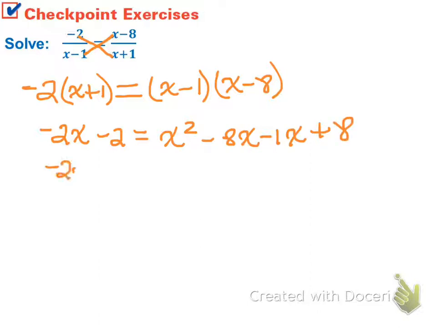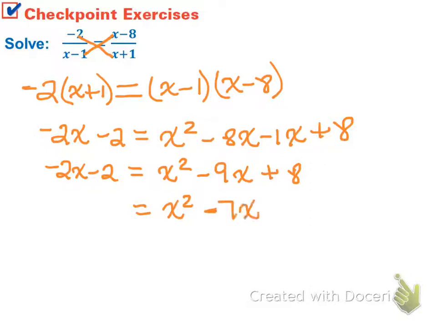Combine your like terms. Negative 2x minus 2 then would be equal to x squared minus 9x plus 8. Add 2x to both sides, so x squared minus 7x, and then add 2 to both sides. You would end up with a positive 10. So 0 would be equal to x squared minus 7x plus 10.